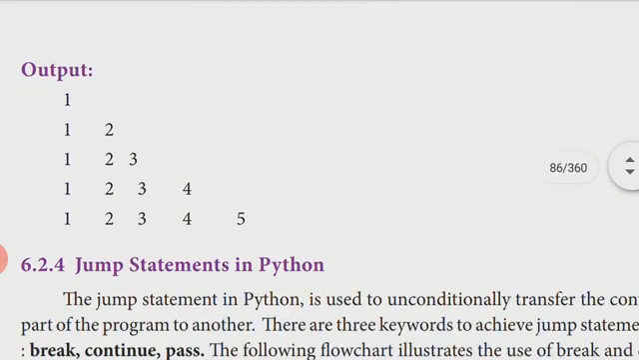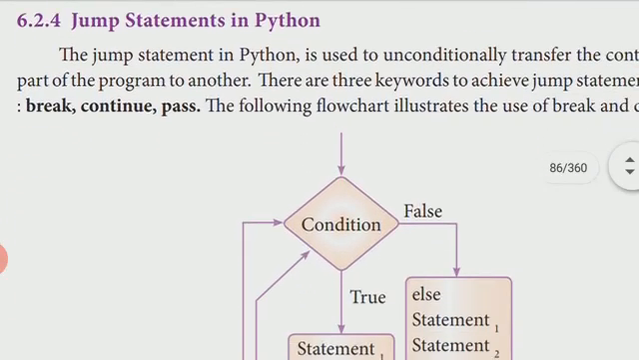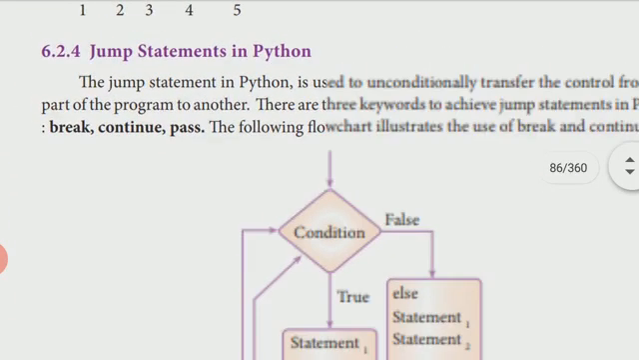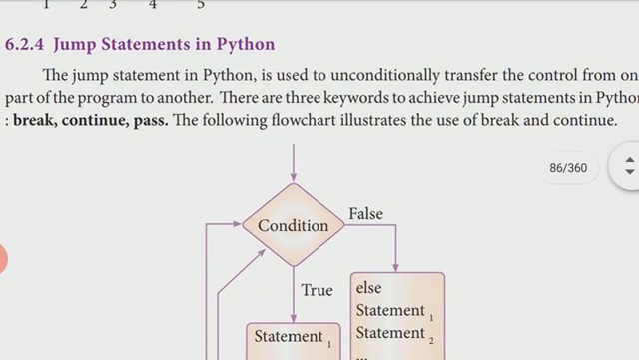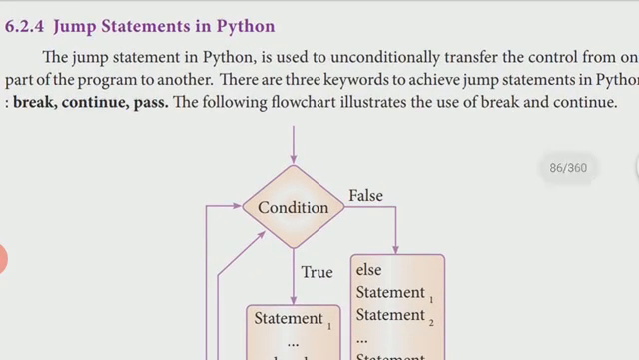So the next topic we are going to see is jump statements. What is a jump statement? When we want to move from one control to another control, we use jump statements. Here we have 3 jump statements: break, continue, pass. So these 3 are the jump statements in Python.